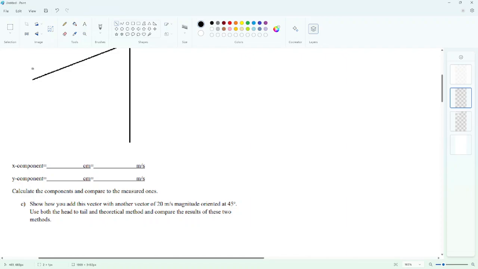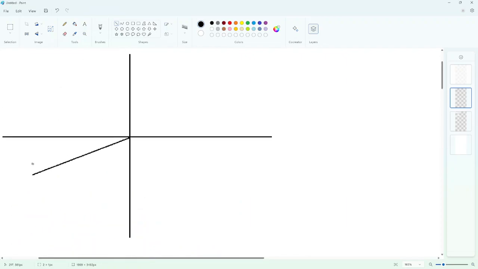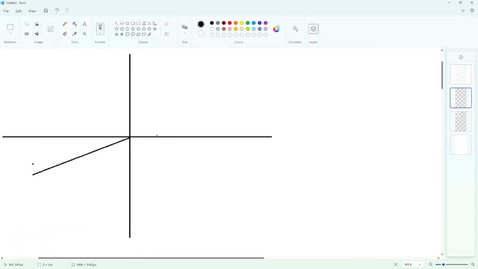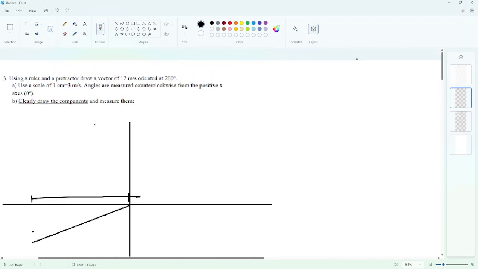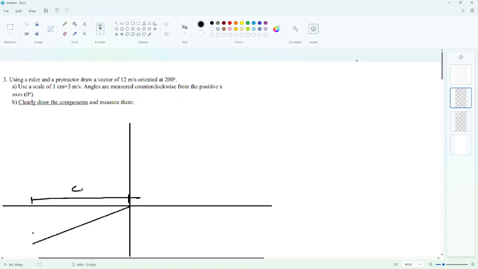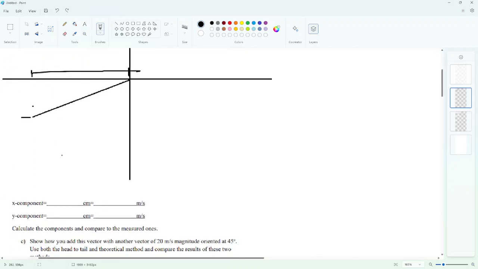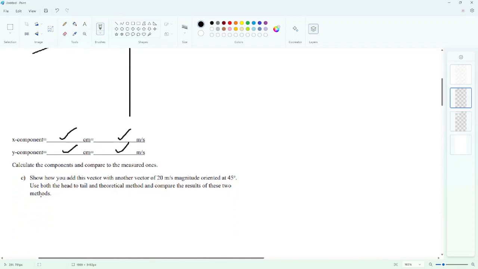Now it says the x component and the y component from here, and what you would do here is just measure. If you're looking for the x component, which side would you measure? You would measure the x side, which is going to be over here. So you'll measure from here to here, and you'll use this conversion to convert your centimeters into meters per second. And then for the y side, you would measure this and do the same thing. And you'll be able to acquire this and this.